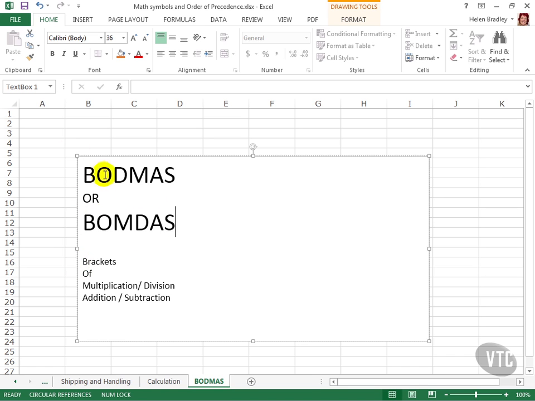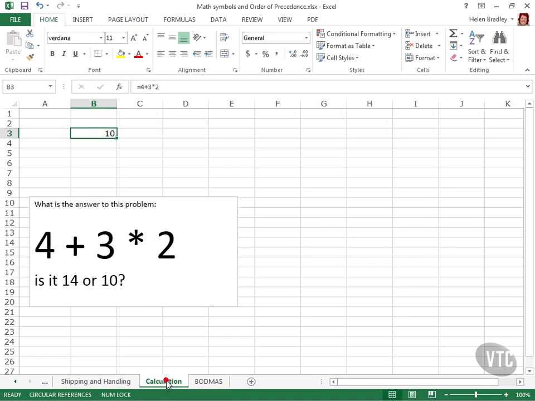With this rule, BODMAS or BOMDAS, in mind, let's go back to our calculation. Brackets are done first, we don't have any brackets, and then of, there are no ofs, but we do have a multiplication. So we're going to perform the multiplication, 3 by 2. That gives us 6. There are no divisions, but there is an addition. 6 plus 4 is 10.